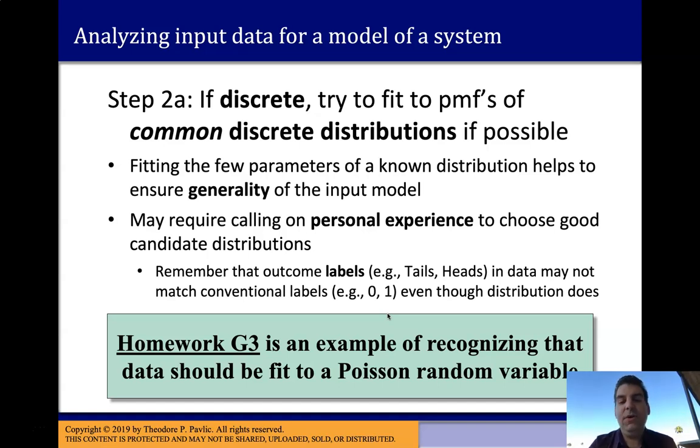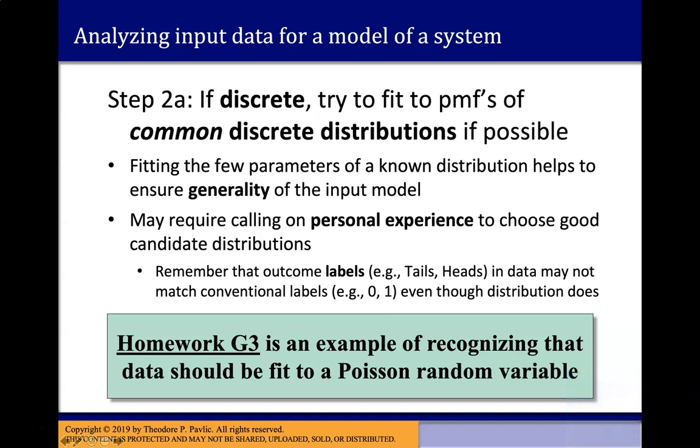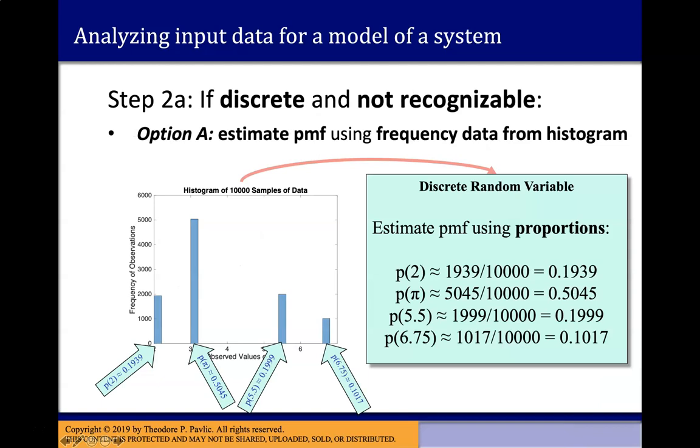So homework G3 is an example of where we've told you that Poisson is the right family, but what we're trying to build is your intuition to the point where you can come up with those families on your own. All right, so if you don't recognize the family, you look at the histogram, you can estimate these proportions, and then you come up with these probability masses. And I'll show you then how to implement those in ARENA without an a priori model like knowing it's Poisson ahead of time.